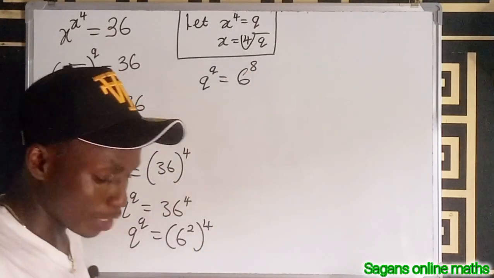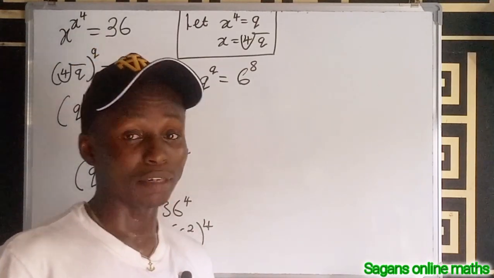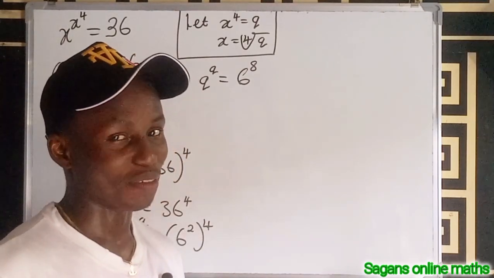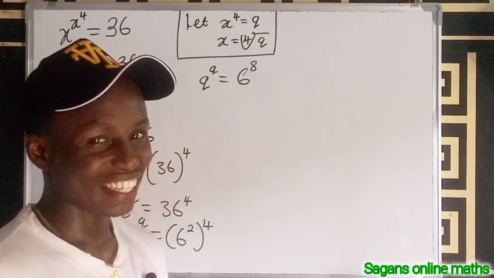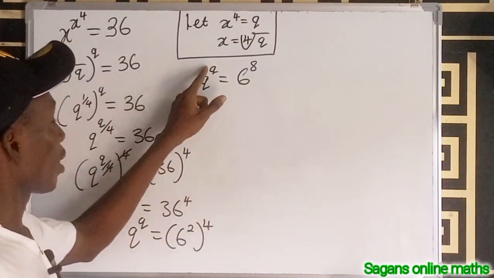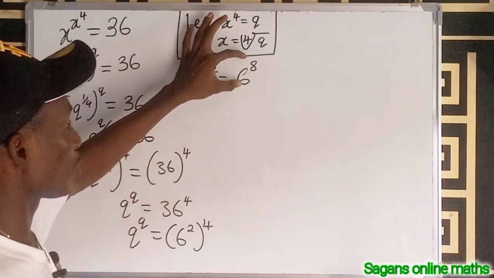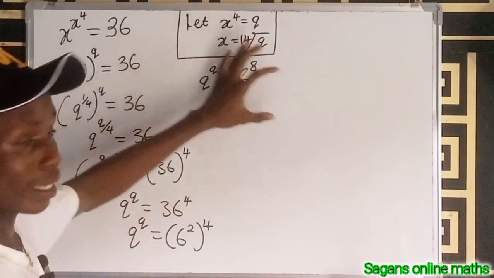At this point, what are we going to do? Because our target is to find q. Because if you can determine the value of q, we are getting our value of x. Wow, this is amazing, right? Now observe that the base here is q, the power here is q. But the base here is 6 and the power here is 8. So this and this are not the same, so we cannot equate them.